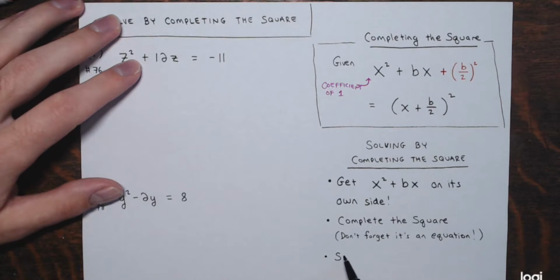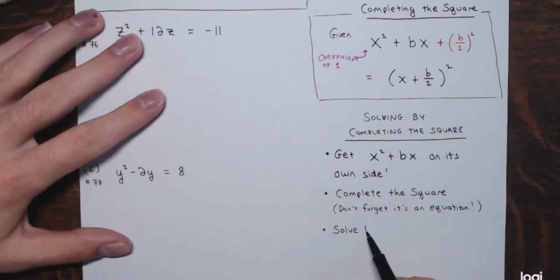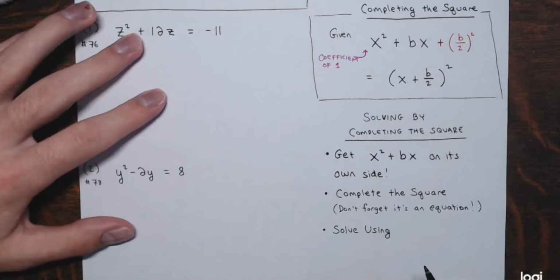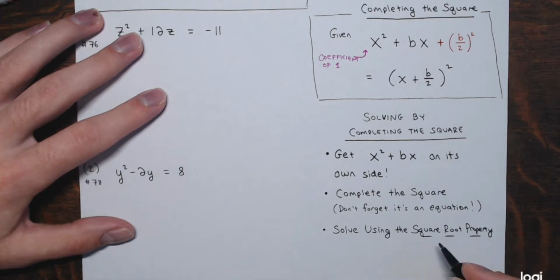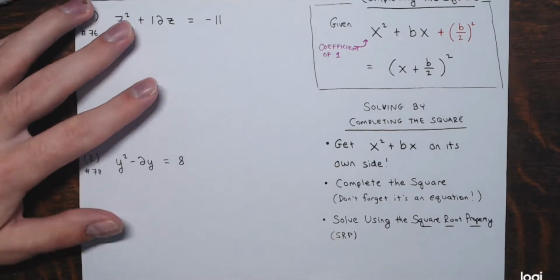Then solve using the square root property, which you have also seen hopefully before. You solve using the square root property, which I've done in a previous video, and which I abbreviated SRP, square root property, and I'll be doing that for this video as well.